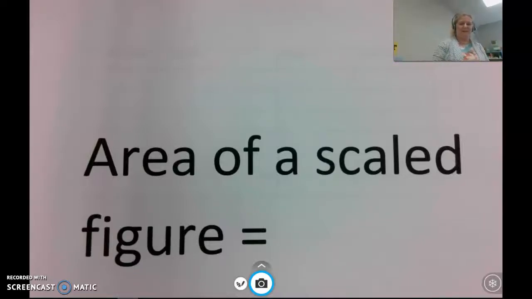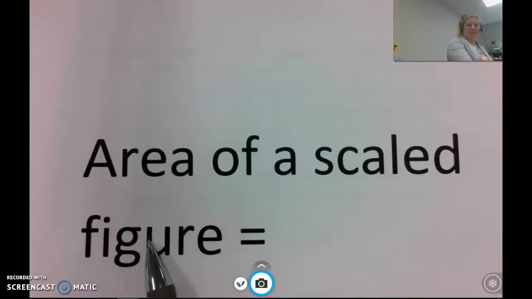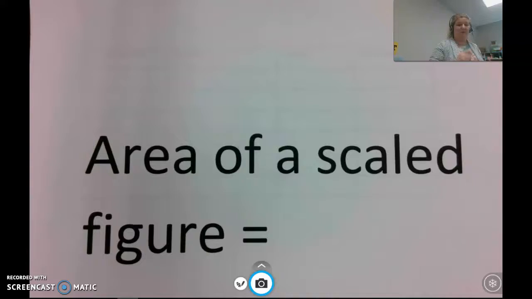Hi, today's topic is area of a scaled figure based on the original figure. So in other words, what happens when we scale a figure? What happens to the area of that figure?